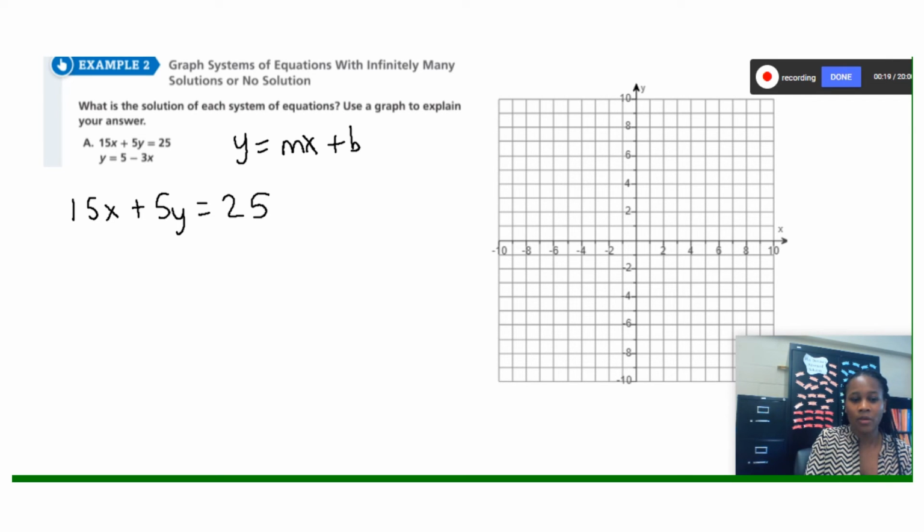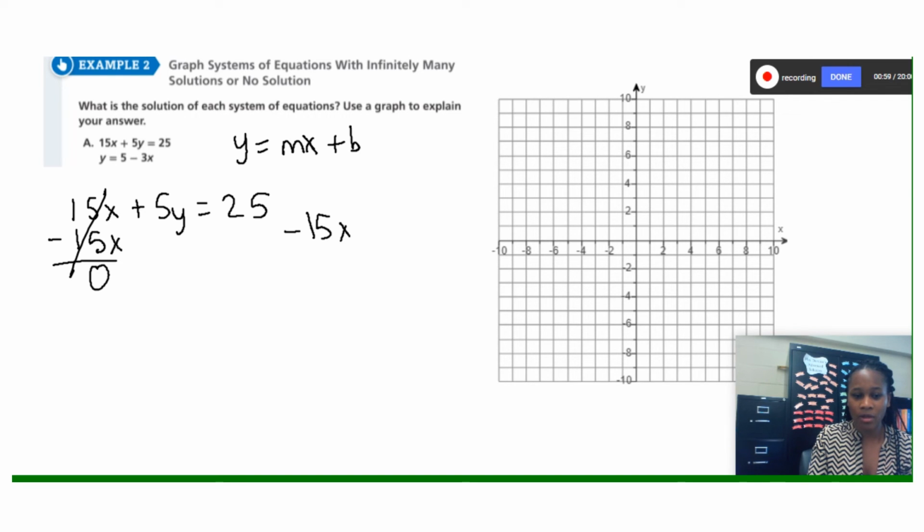All right, so the first thing I want to do is get my y on one side of the equal sign by itself, preferably the left. So I'm going to subtract 15x from both sides because it's added to the other term. Remember, to maintain equivalency, whatever you do to one side of the equal sign, you have to do the same thing to the other side. So this is going to equal 0, so basically it cancels out. And then I'm going to bring everything down.